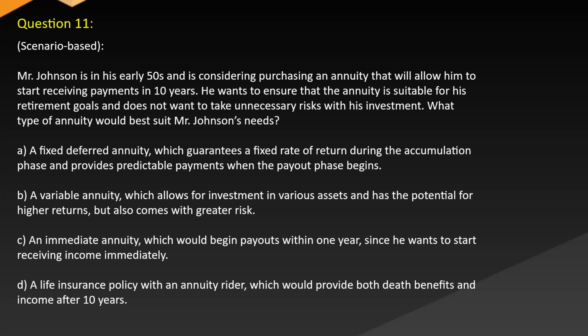B. A variable annuity, which allows for investment in various assets and has the potential for higher returns, but also comes with greater risk. C. An immediate annuity, which would begin payouts within 1 year, since he wants to start receiving income immediately. D. A life insurance policy with an annuity rider, which would provide both death benefits and income after 10 years.